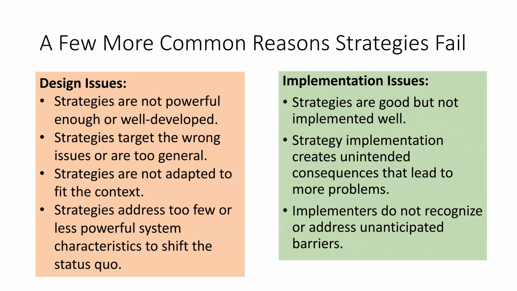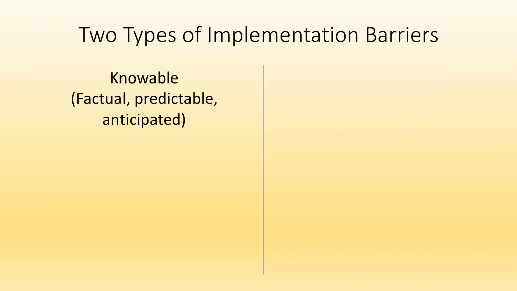So there's another way I want to just briefly talk about implementation challenges or barriers, besides thinking about it from a design or an implementation distinction. I want to talk about two types of implementation barriers, one of which is knowable barriers. So these are barriers that are factual, predictable, anticipated. We can know with some level of assurance what the current state of these is.